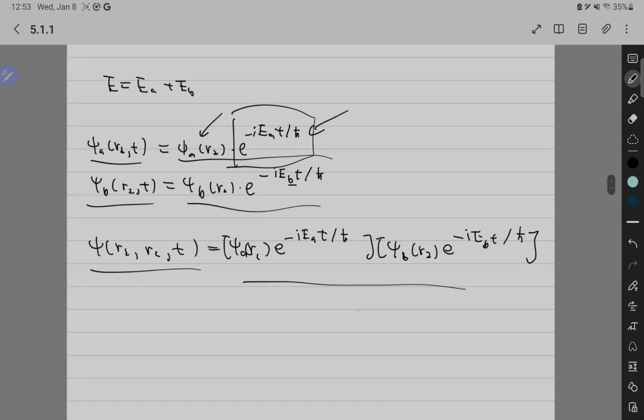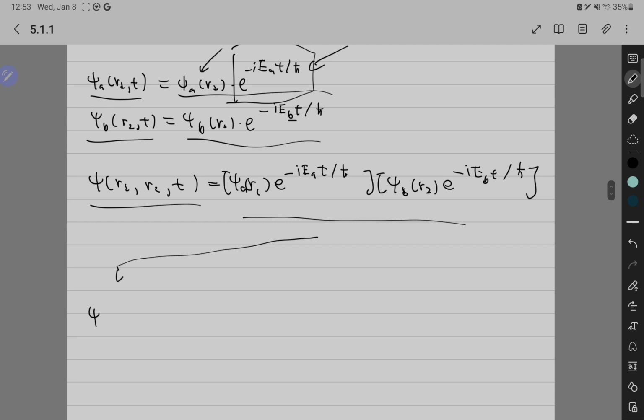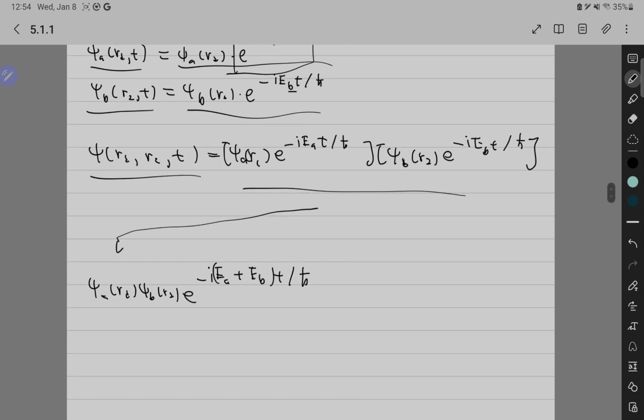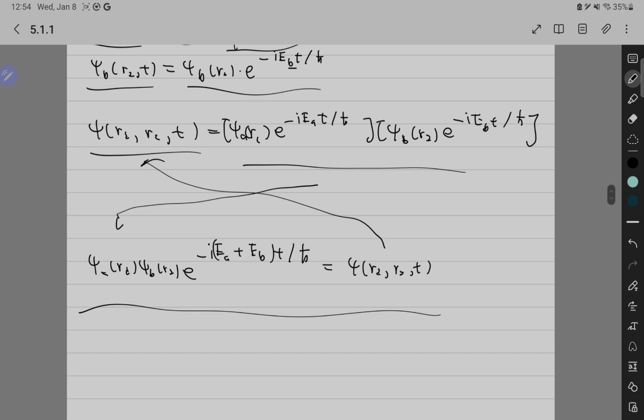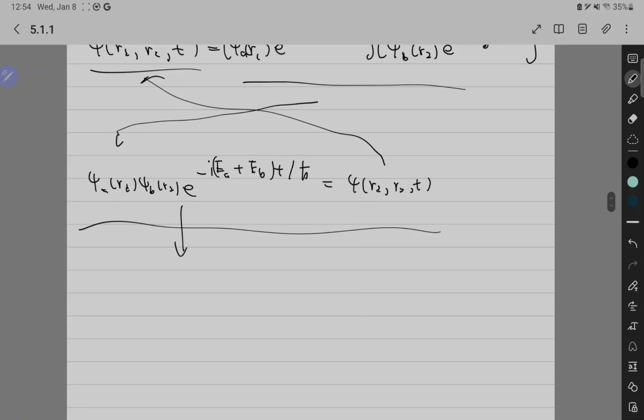And this whole thing is going to be phi A R1, phi B R2, and then our time evolution operator. But in this case, the energy is going to be EA plus EB, T over H bar. And this is going to be equal to phi R1, R2, T, right? This is what we have here. So what does this really tell us? Well, what you can do is actually further simplify what we have here. So this whole equation.